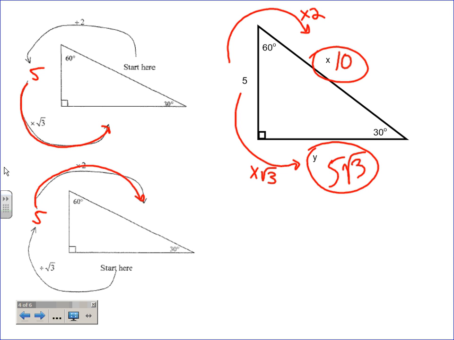It's kind of nice, and really not that hard. But the key is, and you may have noticed, the most important number to know is the one across from 30. If you know that one, you can go any direction you want. You notice that I've never given you one that says start here across from 60, and I never gave you one that directly went to the hypotenuse. You have to work your way around that triangle. So this one's a little harder than the 45, 45, 90. You have to work a little bit more on this one.